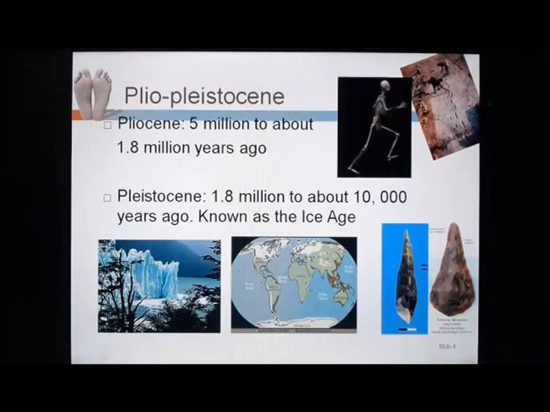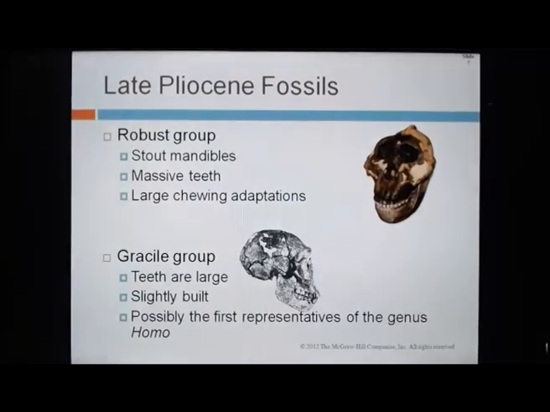The Pleistocene. The Pliocene is 5 million years to about 1.8 million years ago. The Pleistocene is about 1.8 million years ago to about 10,000 years ago, also known as the Ice Age.